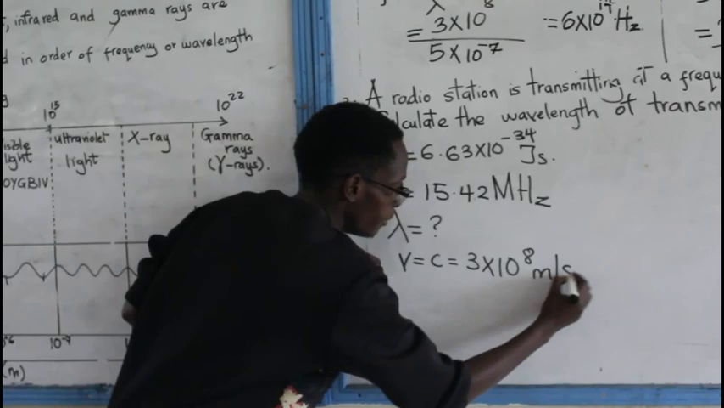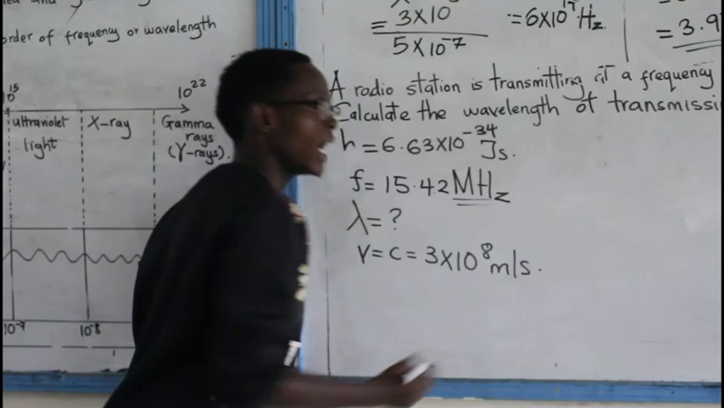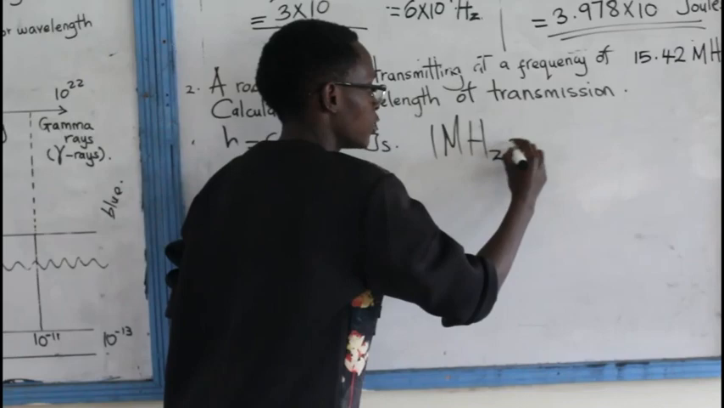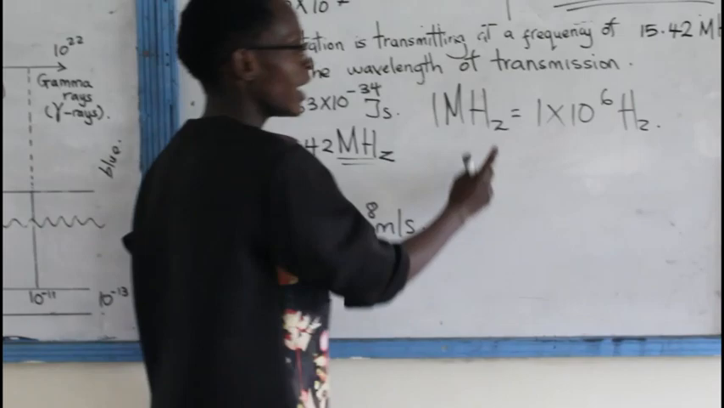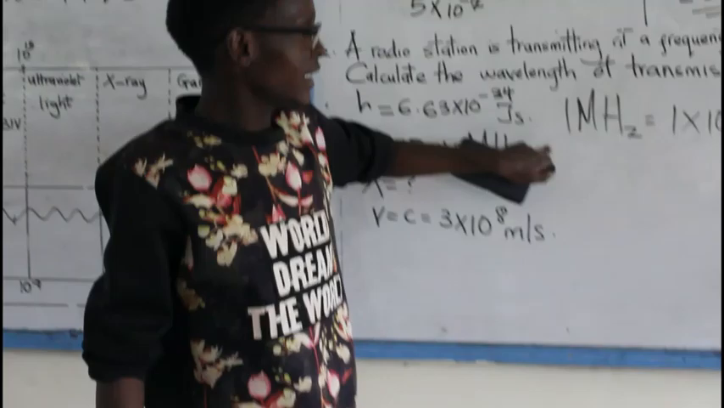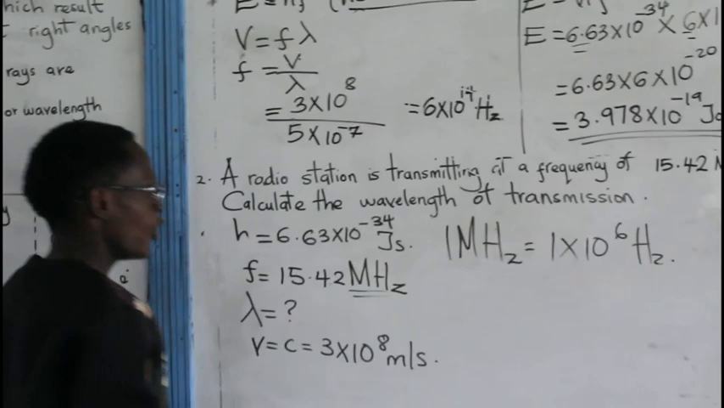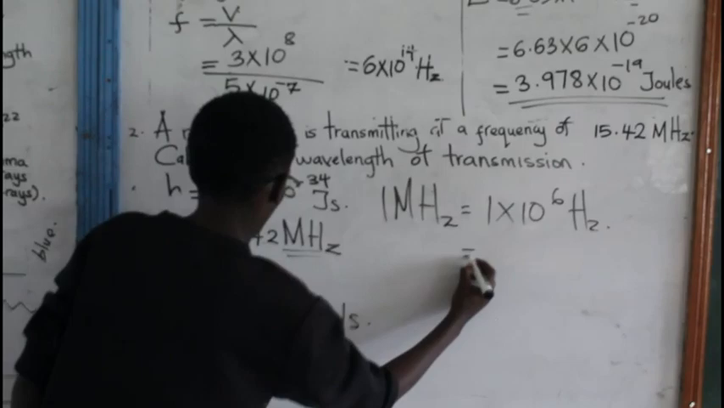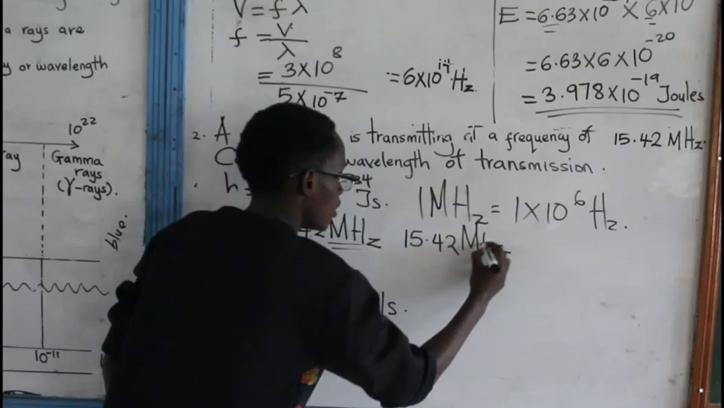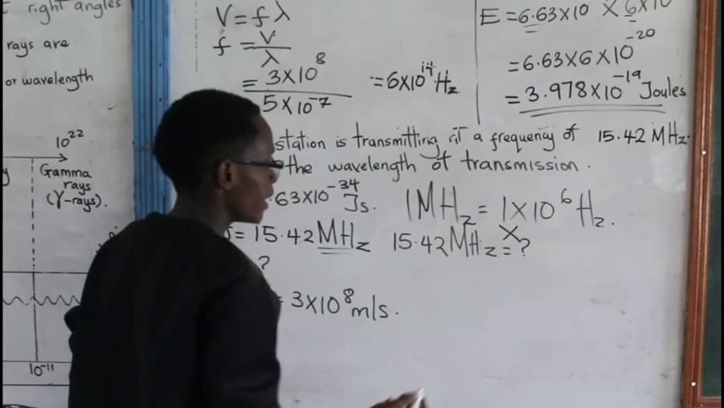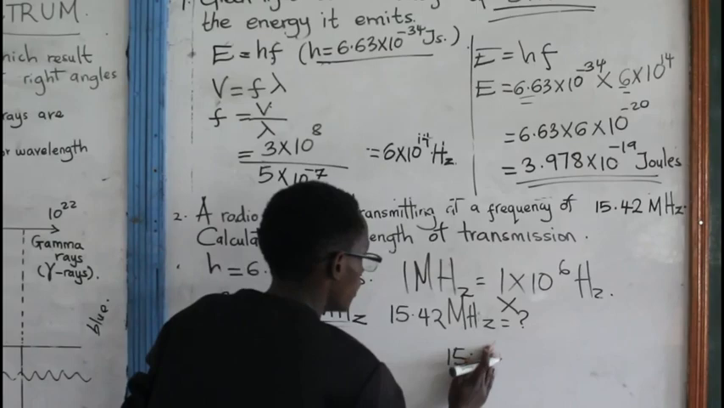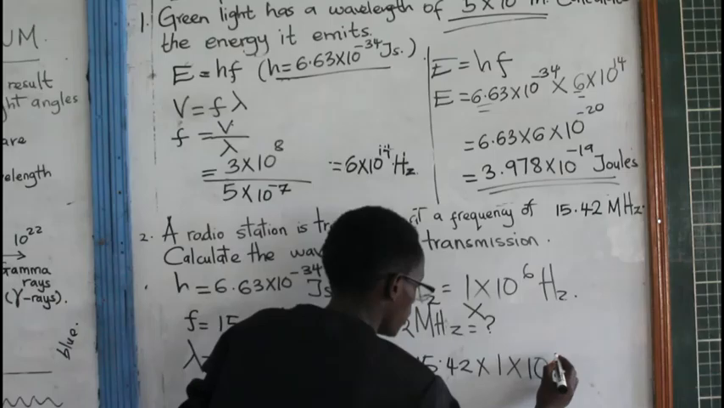However, you need to understand what megahertz means. So 1 megahertz is equal to 1 times 10 power 6 hertz, or 1 megahertz is equal to 1,000,000 hertz. So if we change the megahertz into hertz, what about 15.42 megahertz? You just multiply, you find 15.42 times 1 times 10 power 6. And you can key that into your calculator.